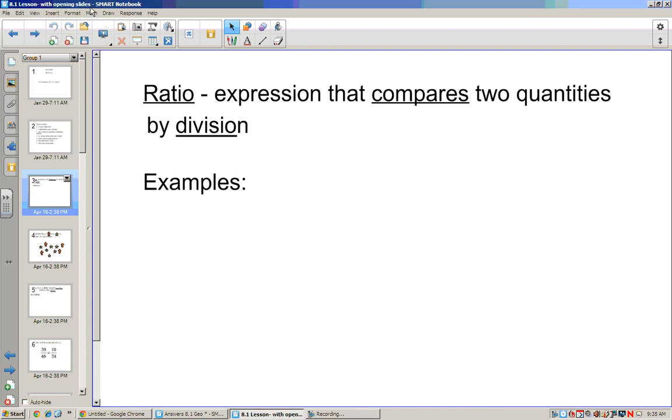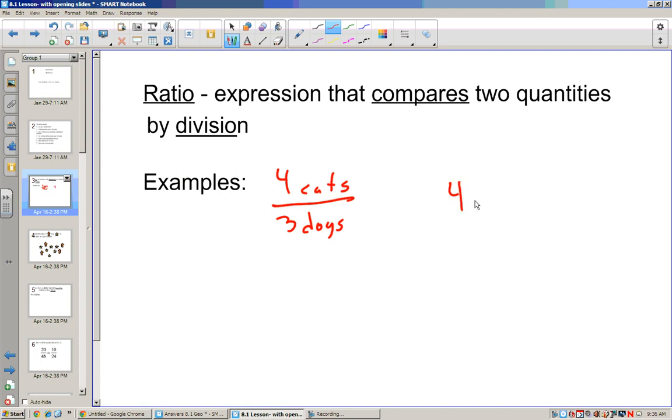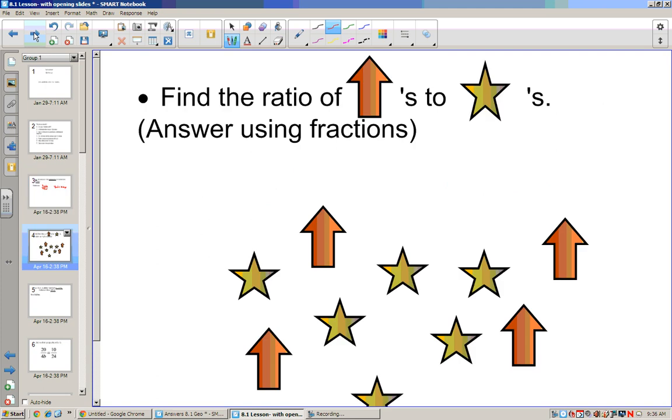Hello, today we're going to learn about ratio and similarity. A ratio is an expression that compares two quantities by division. We could say 4 cats for every 3 dogs. We can also write this like this, where we have 4 cats per every 3 dogs. Both of these can be written interchangeably. This is separating by division, and this is using little ratio marks, or colon.